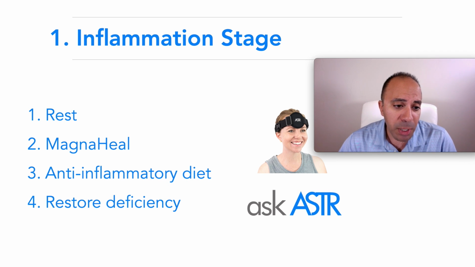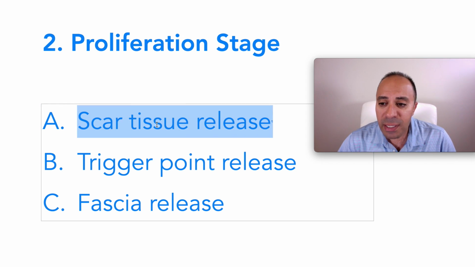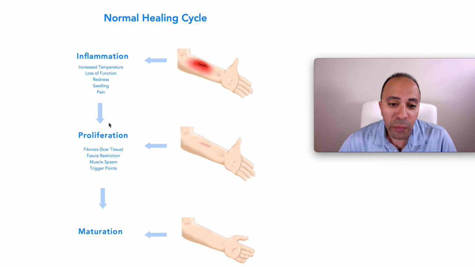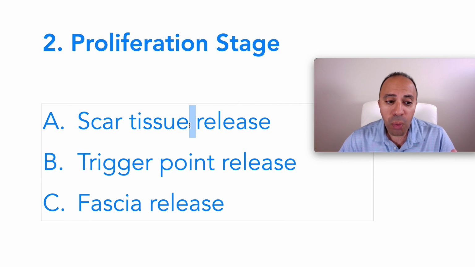So that is the inflammation stage. Now, moving to the proliferation stage, there are several things we have to address simultaneously, so the body will move smoothly to the maturation stage. The first thing we need to work on is the scar tissue. I have several tools to work on the scar tissue, and there is a special protocol.